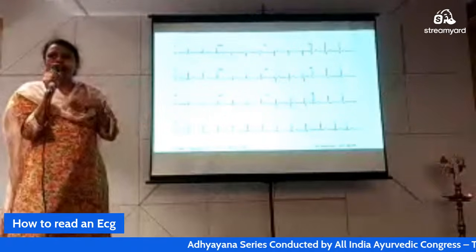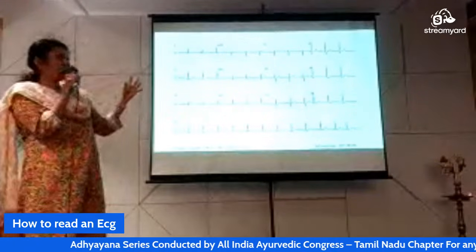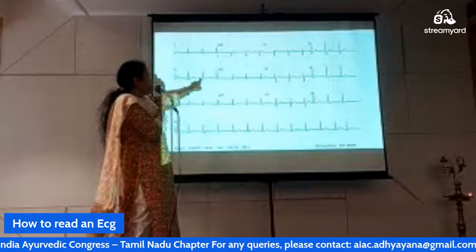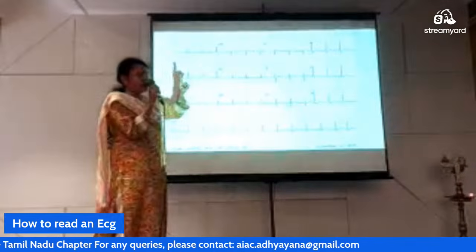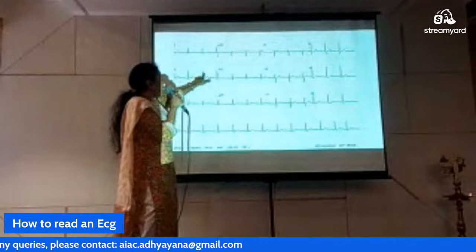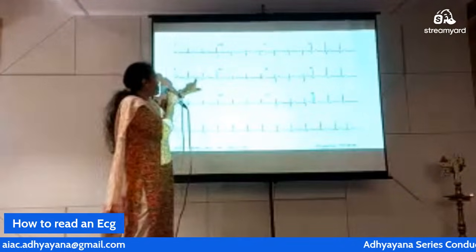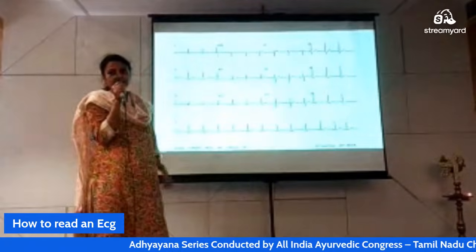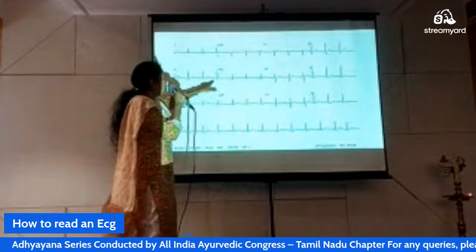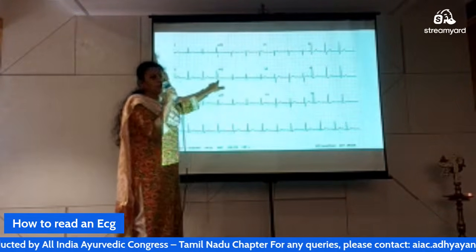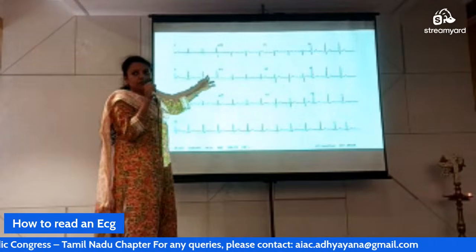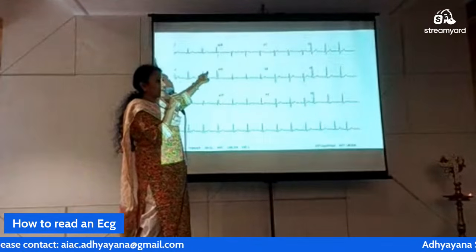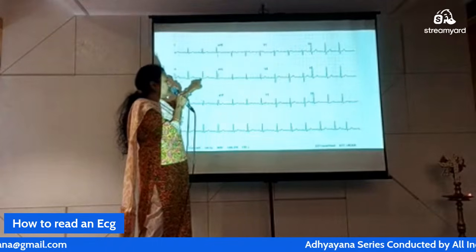Here are some tips and tricks for a normal ECG. There should always be a P wave before the QRS, and a QRS after a P wave. This is the P wave, and this is called R. The PR interval should be 3 to 5 small squares, and the QRS complex should be within 3 small squares. Can you see? Then it is a normal ECG.